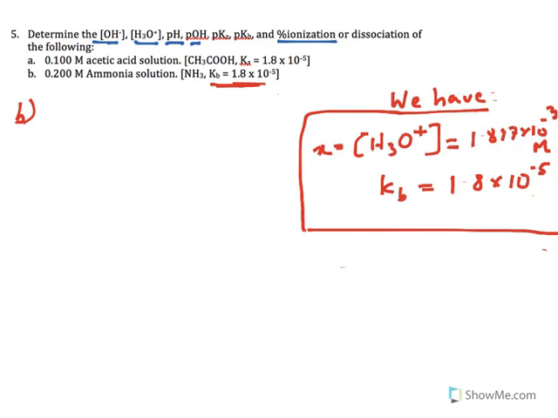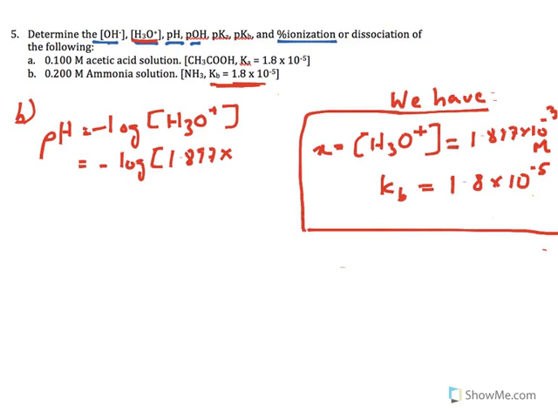Now we already have our H3O plus ion concentration, so we can figure out the pH. Our pH is going to be equal to negative log of H3O plus ion concentration, which is going to be equal to negative log of 1.897 times 10 to the power of negative 3, and that is going to be equal to 2.72.